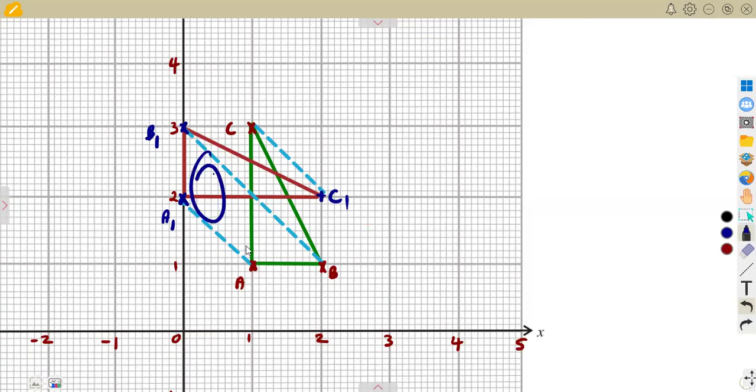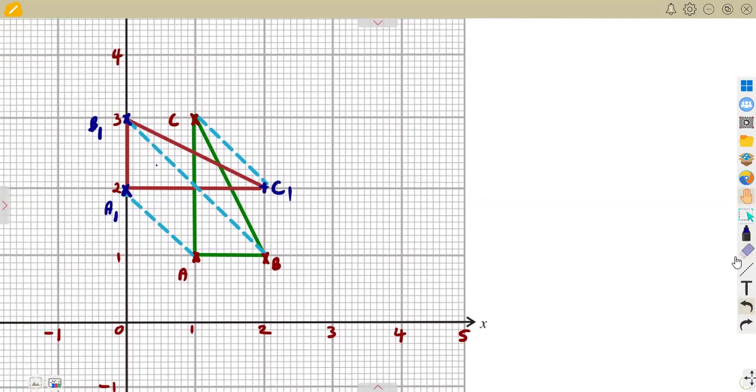What am I producing here? These two lines, they will never meet. These two lines, they will never meet. So it means these lines are parallel. But are they of equal length? No. Let's measure A to A1, B to B1, just look how big it is. These two are not of equal length. It's true they are parallel lines, but they are of unequal length.